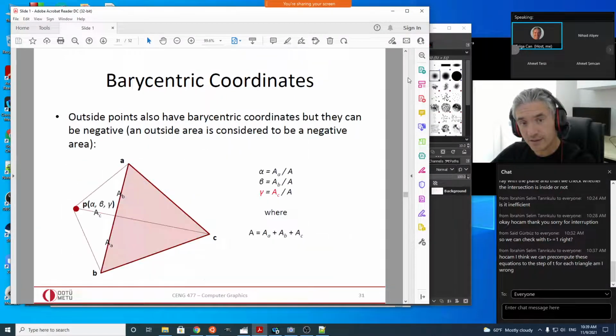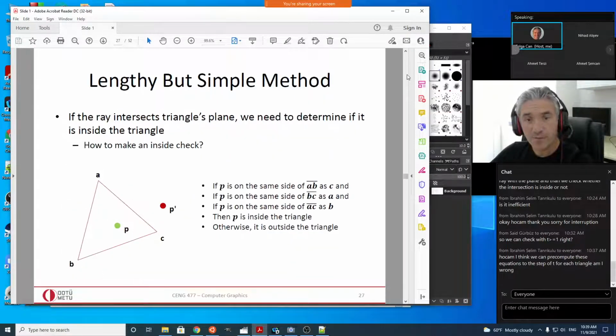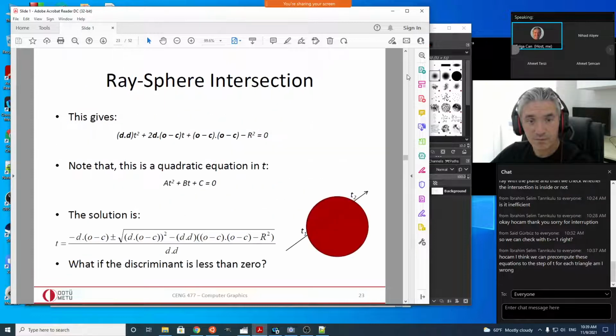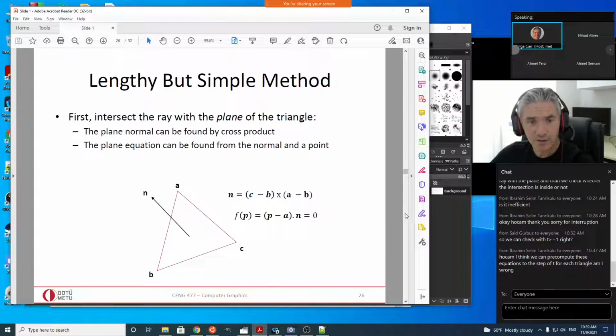And yeah, this ray plane equation, you can form it like that with a triangle. We did this earlier, and it is a lengthy but simple method, simple in the sense that it's intuitive. So form the plane normal vector with the cross product, then find the plane equation. This is the implicit plane equation. It's different from our ax plus by plus cz type of thing, but it's basically the same equation.